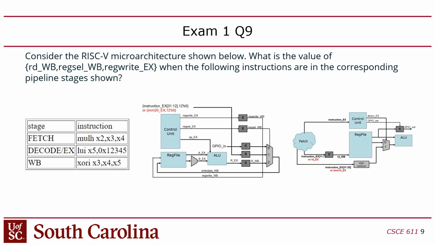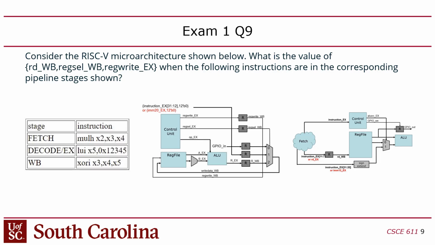Okay, and consider the RISC-V microarchitecture shown below. What is the value of the RD write back, reg select write back, reg write EX? RD write back would be, wait, what's RD? Oh, RD is the register destination. Right, that's where we're writing. So RD write back would be the destination from the write back instruction, which is the XORI. So the answer there is 3, right? Because we're writing to register 3 in the instruction in the write back stage.